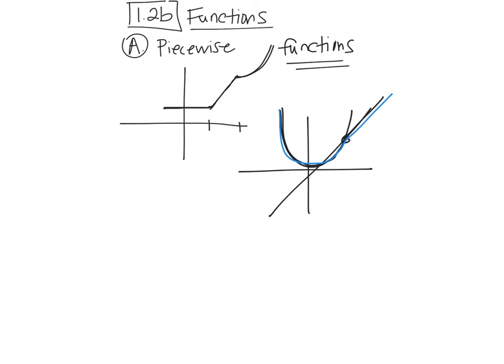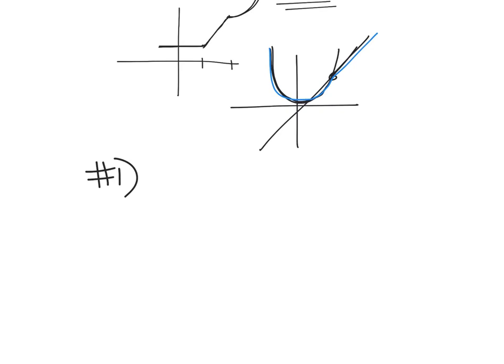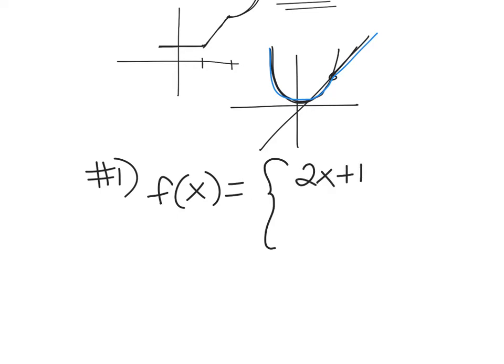All right, so let's do some. Number 1. Here we go. Let's start off with the basics, an easier one. Suppose that you have f of x equals, and you draw a little bracket. Then you're going to graph 2x plus 1 when x is greater than 1, and negative x when x is less than or equal to 1.